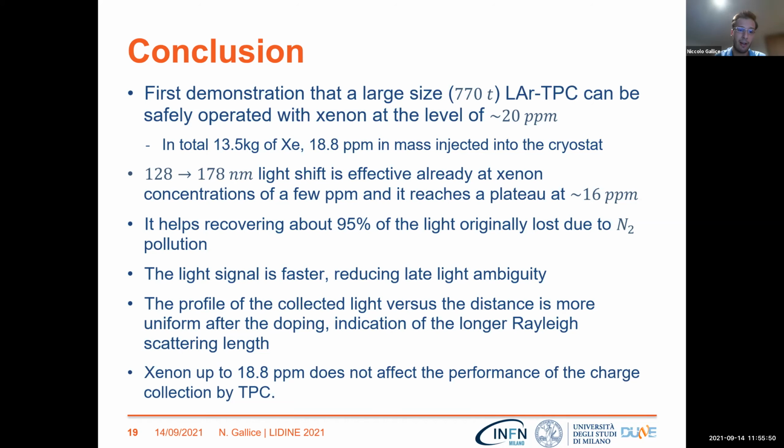The light signal is faster, thus reducing the late light ambiguity. And the profile of the collected light versus the distance is more uniform after the doping, indication of the longer Rayleigh scattering length. Furthermore, the xenon up to 18.8 ppm does not affect at all the performance of the charge collection by the TPC.